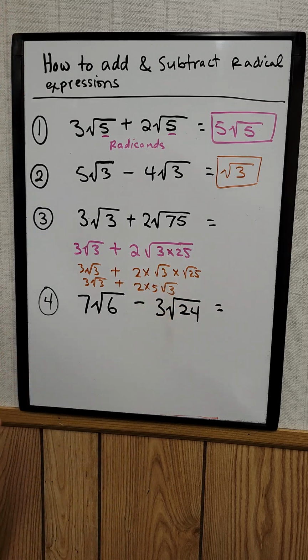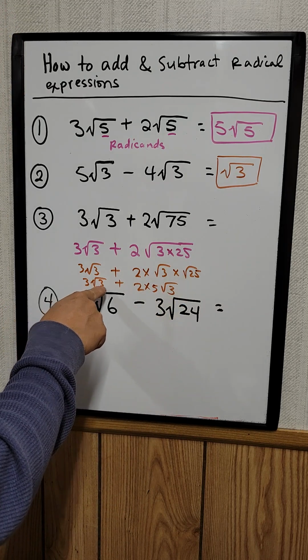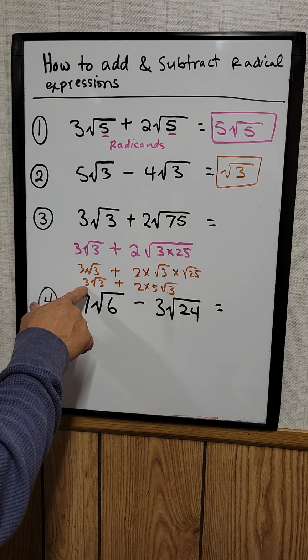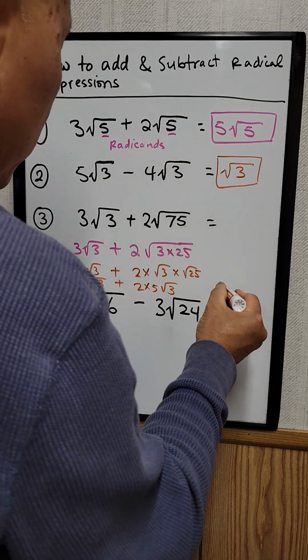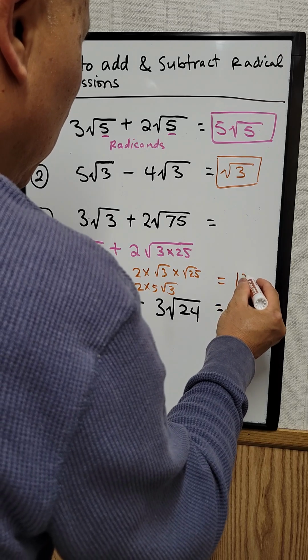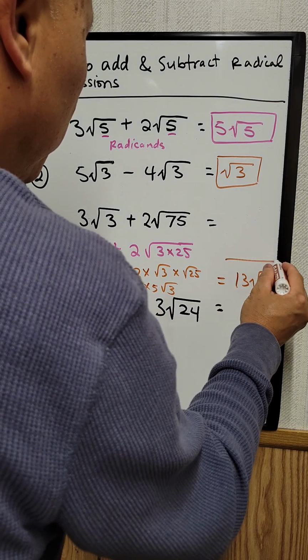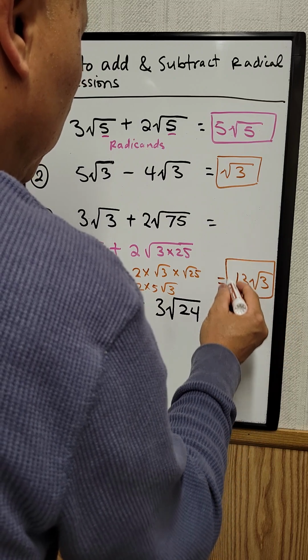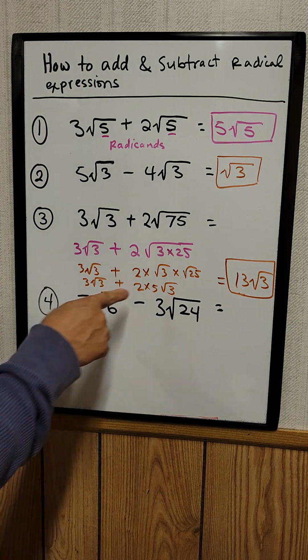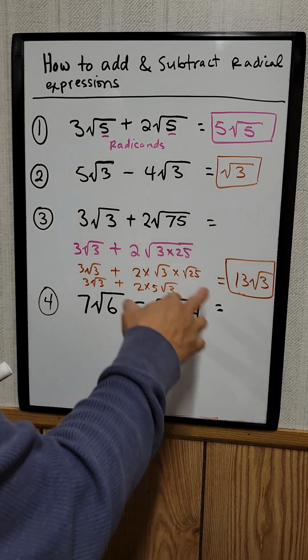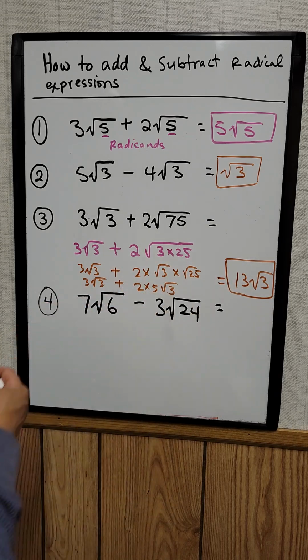3. So now we have the same radicand right here, 3 and 3. 2 times 5 is just 10. So 10 plus 3 is 13. So the answer would be 13 times the square root of 3. That's the answer. It's 2 times 5 and then plus 3 right here. So that's how I come up with 13.